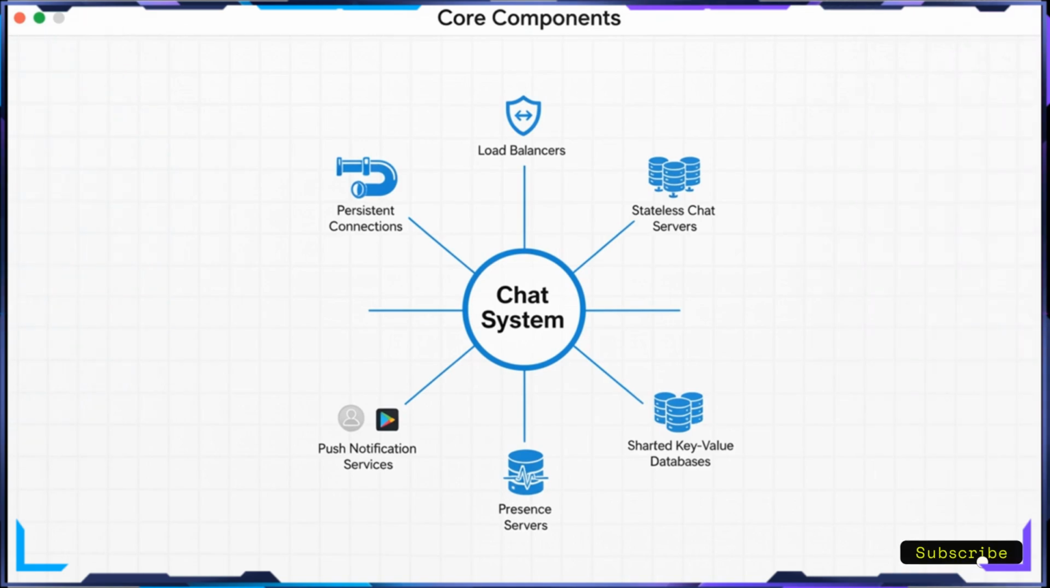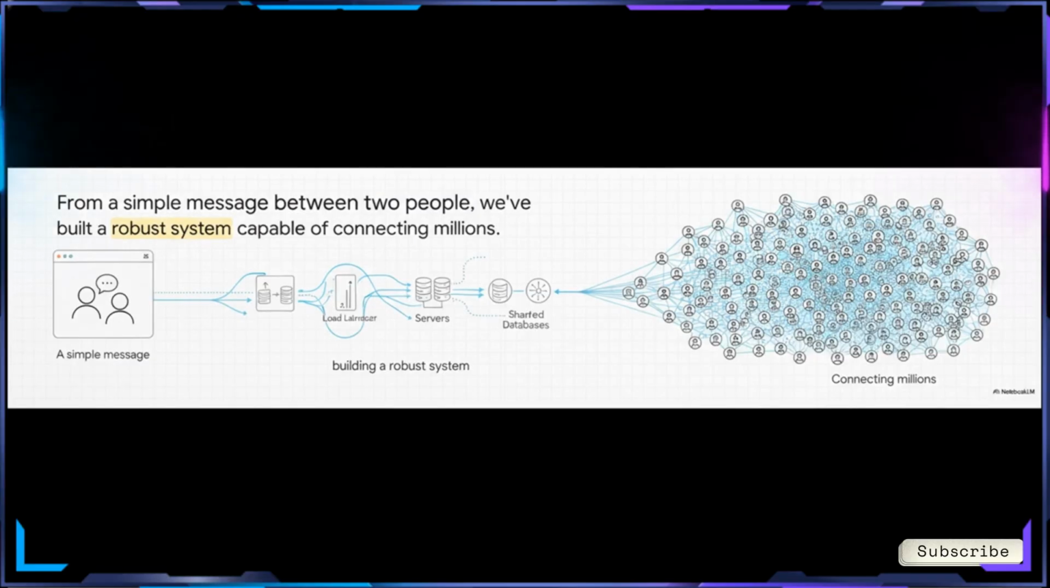Then we have those always-on persistent connections for instant messaging. All our chat histories are stored safely in those super-fast, sharded databases. Our presence servers are keeping track of who's online with those heartbeats. And finally, the push notification services make sure you never miss a message. It really is an incredible journey, isn't it? Every single component we've added solved a specific, very real problem of scale. And together, they transform a simple two-person chat into a powerful, resilient communication platform that can connect millions of people all at once. Each piece is absolutely crucial.